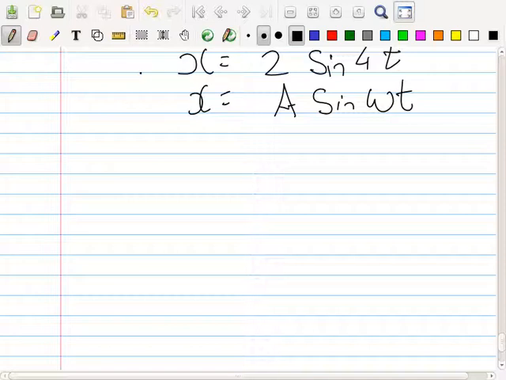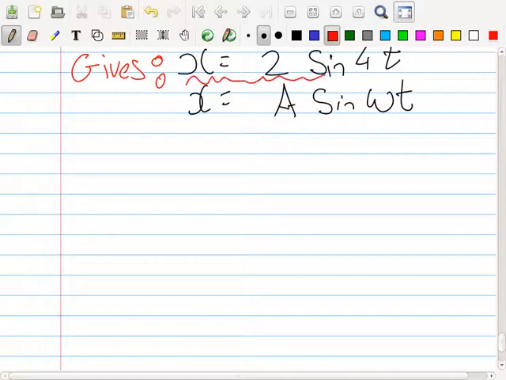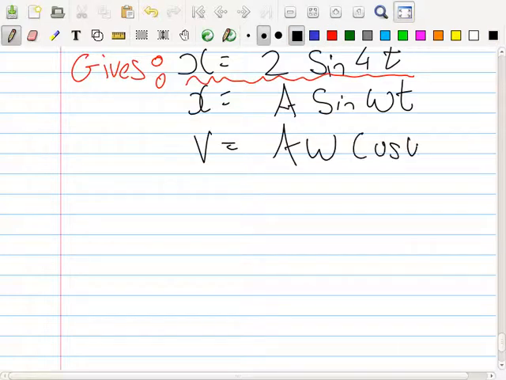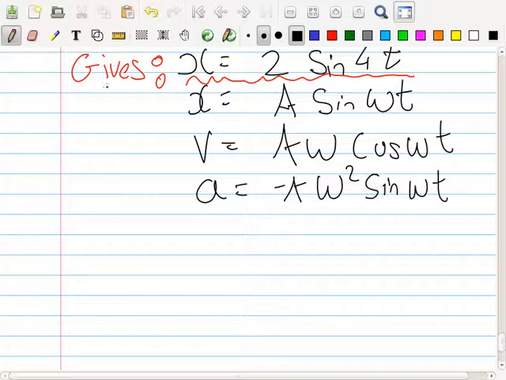These formulas can only be used if he gives you this. So, if he gives you this, the formulas you can use are these 3. That's only if he gives you this one, then you get this one for free and this one for free. But only if he gives you this, which is actually very unlikely.